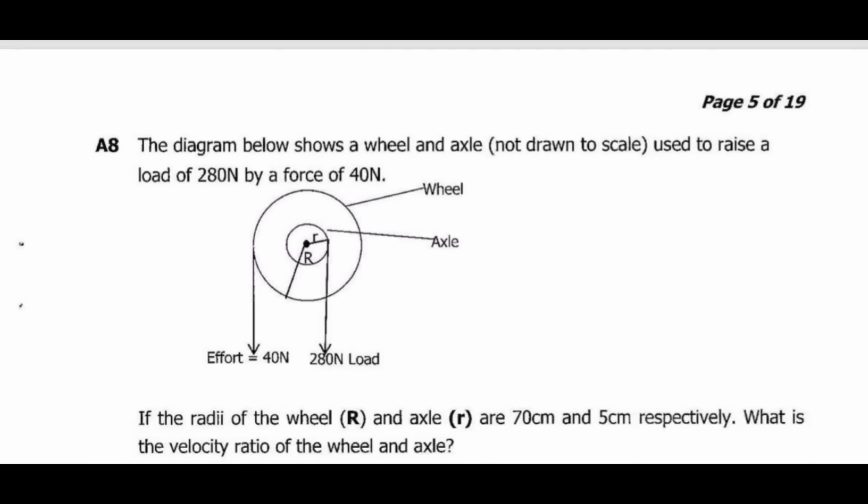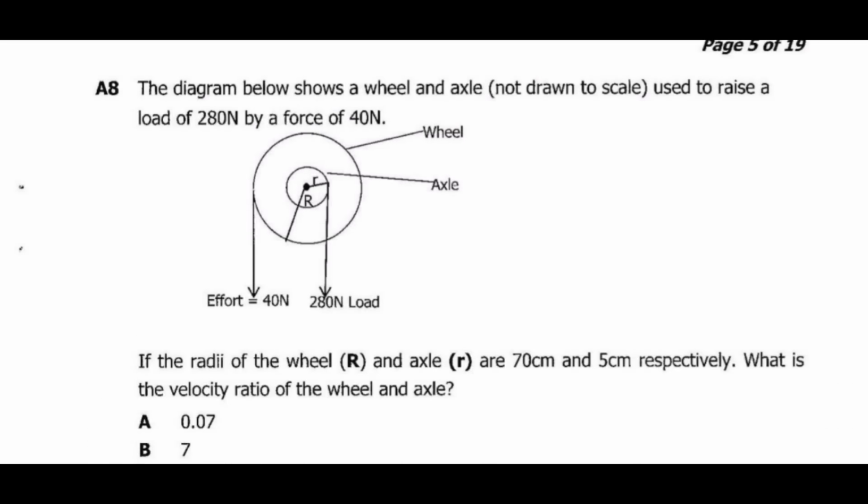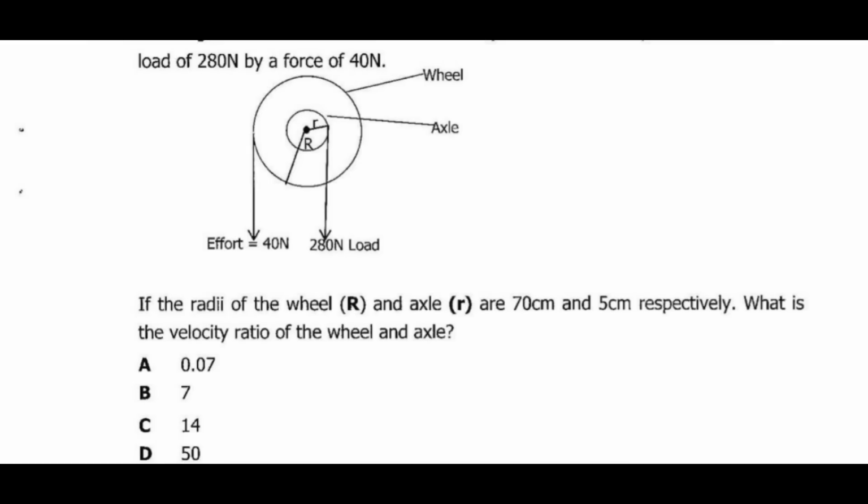Then we move on to question 8. The diagram below shows a wheel and axle, not drawn to scale, used to raise a load of 28 newtons by a force of 40 newtons. If the radii of the wheel, capital letter R, and axle, small letter r, are 70 centimeters and 5 centimeters respectively, what is the velocity ratio of the axle and the wheel?